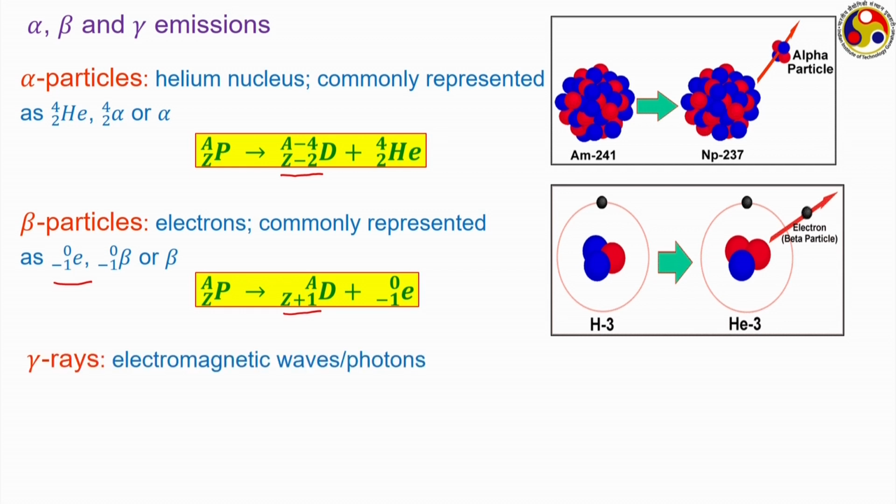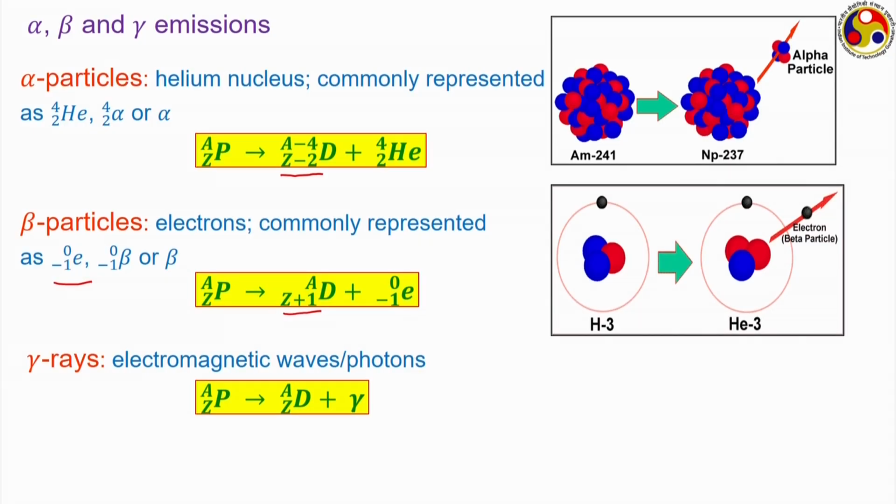And the third one is gamma rays. Gamma rays are actually not particles, they are just electromagnetic waves or photons, very high energy photons. So, whenever a radioactive reaction is associated with a gamma emission, the atomic number and mass number of the daughter remain identical to those of the parent. However, its energy level will be lesser compared to the previous case.